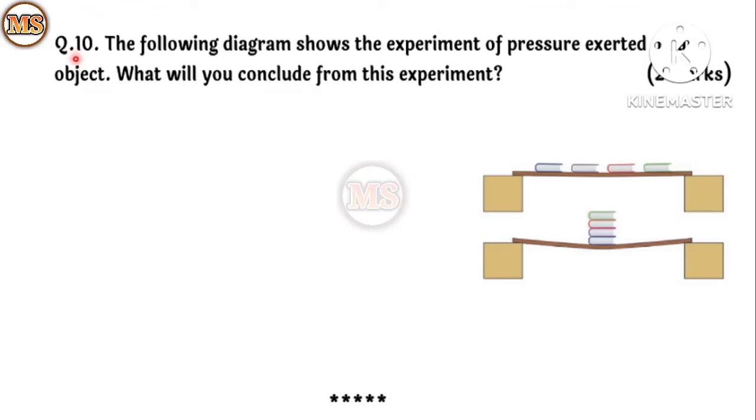Then the last question, question number 10. The following diagram shows the experiment of pressure exerted on an object. What will you conclude from this experiment? This is for 2 marks. So you see here is a diagram. On a wooden plank, books are kept. This is the first diagram and this is the second diagram.